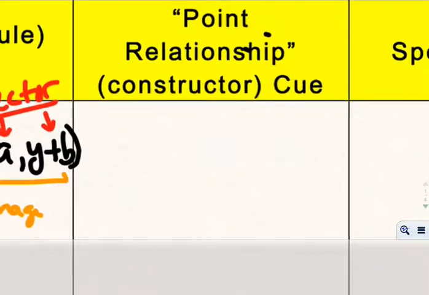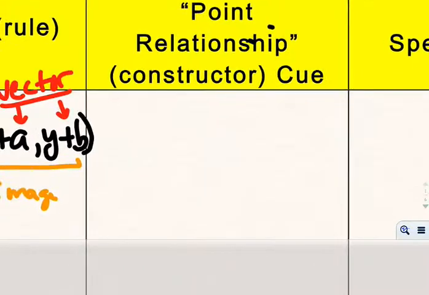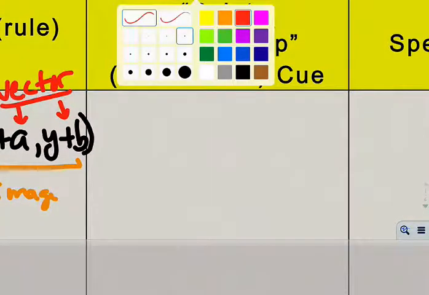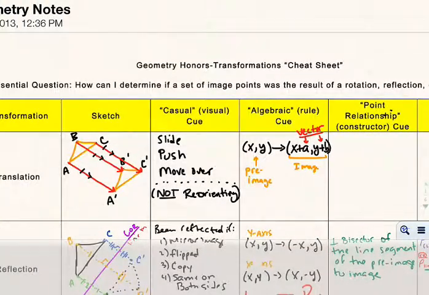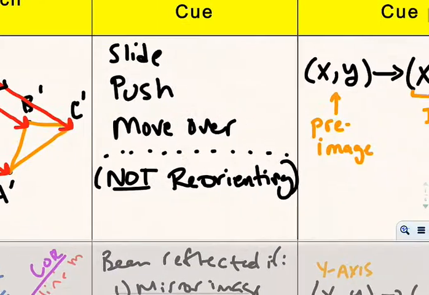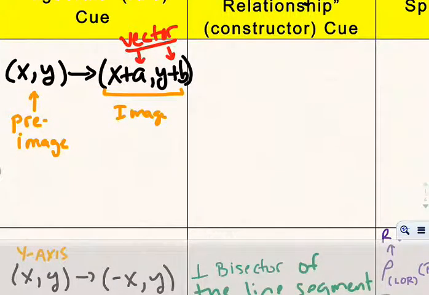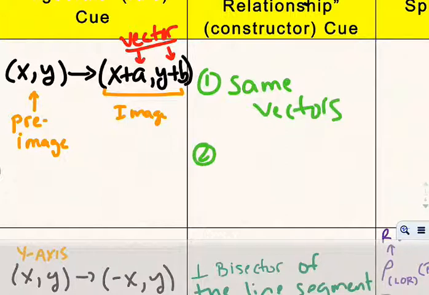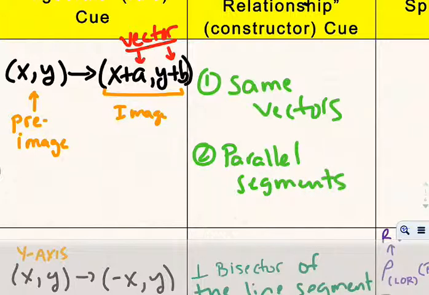The point relationship, the constructor, the Q. Well, you're going to have to construct one of two things that we can refer back to our picture to help us decide what that is. And again, it's going to either be three segments of the same length that are parallel or three vectors that are exactly the same. So we can record that. We have a choice. We can either record same vectors, which amounts to constructing parallel segments of the same length.